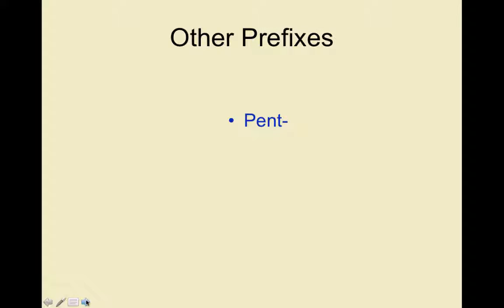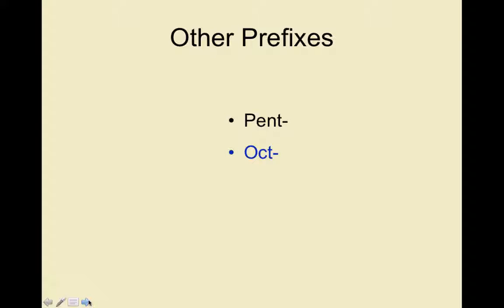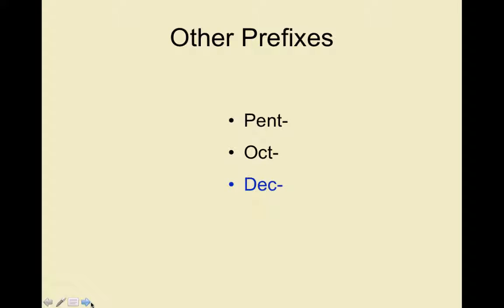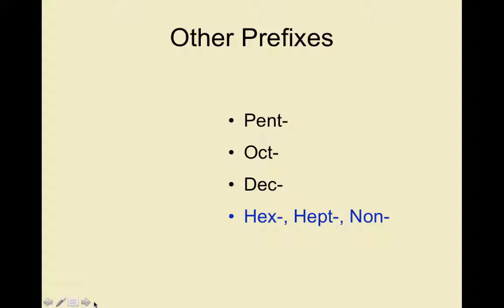Here are the other prefixes. Pent is easy for us, associated with the pentagon. Octopus has 8 legs, or 8 carbons. Oct is 8. Dec is 10. Just like a decade has 10 years, a decimal is based on a system of tens. And a decathlon is a race that is maybe 10 miles or maybe 10 kilometers. I don't know. And there are the rest.